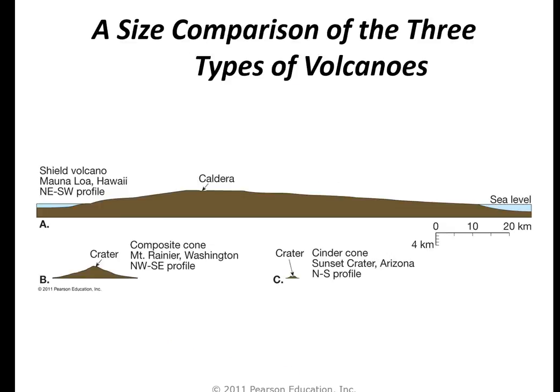So here's a comparison of the three types of volcanoes. The shield volcano on top, composite cone on the left lower, and a cinder cone on the right.